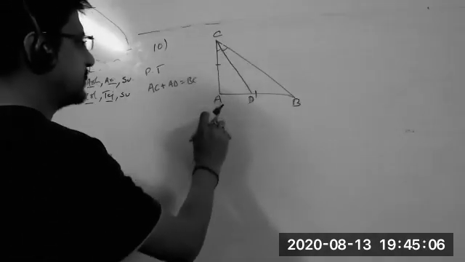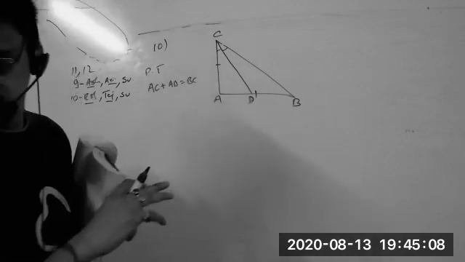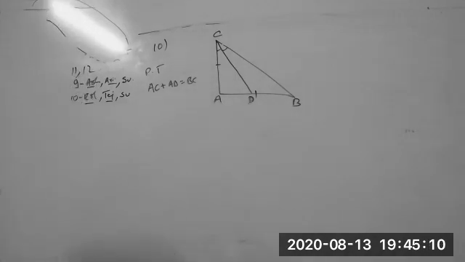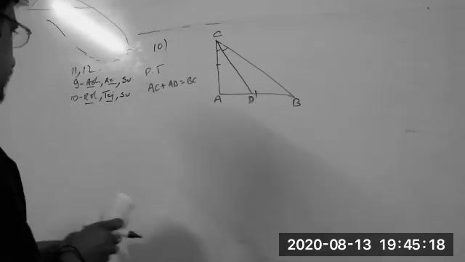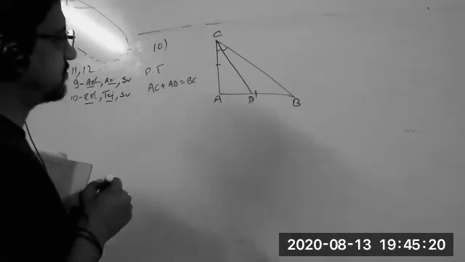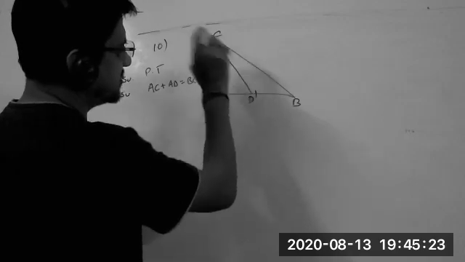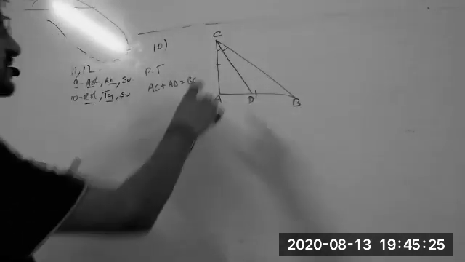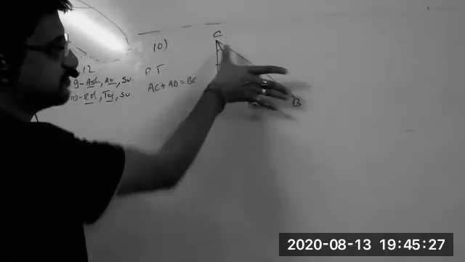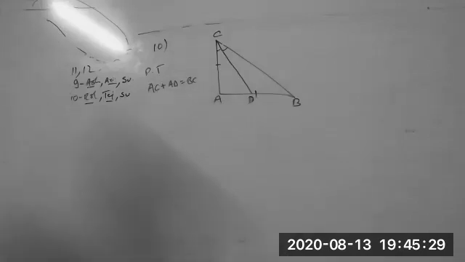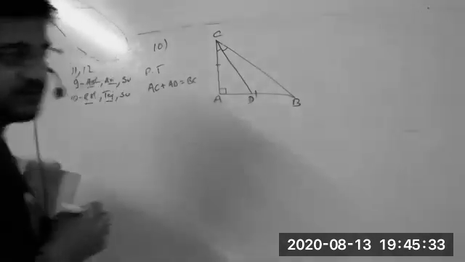AC plus AD is equal to BC. Okay, so this is equal to this is equal to this. AC plus AD is equal to BC. How to do this question? You have to do some constructions.